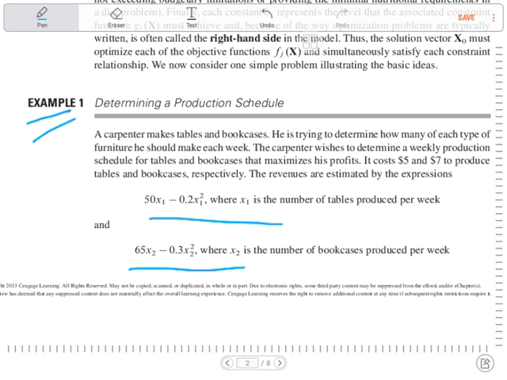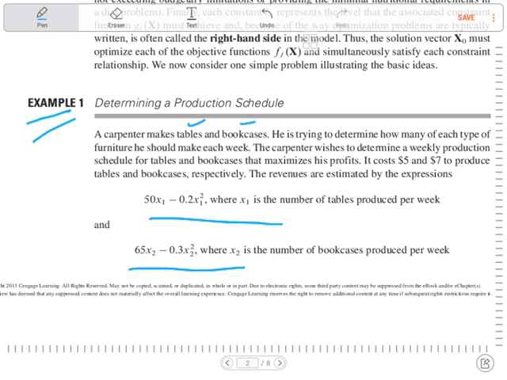He is trying to determine how many of each type of furniture he should make each week. So two things: he is making two objects, tables and bookcases, right? He is trying to do some sort of optimization. He is trying to determine how many of each type of furniture, that means either table or bookcase, he should make each week.